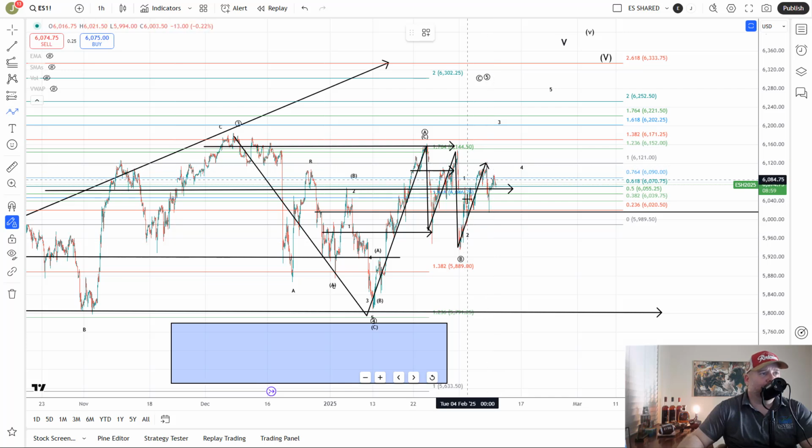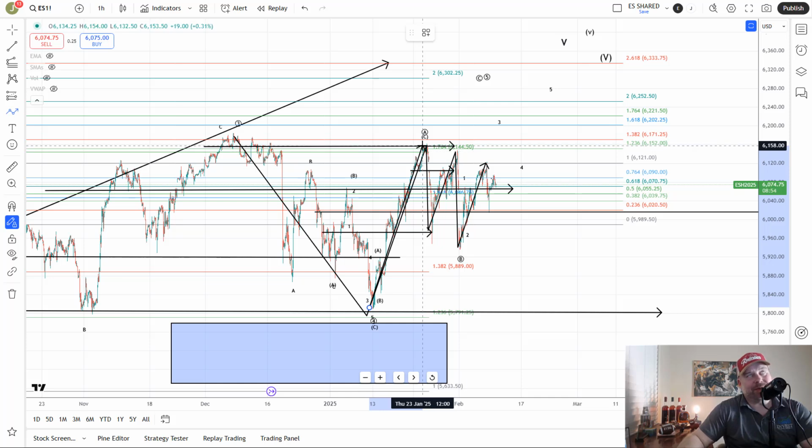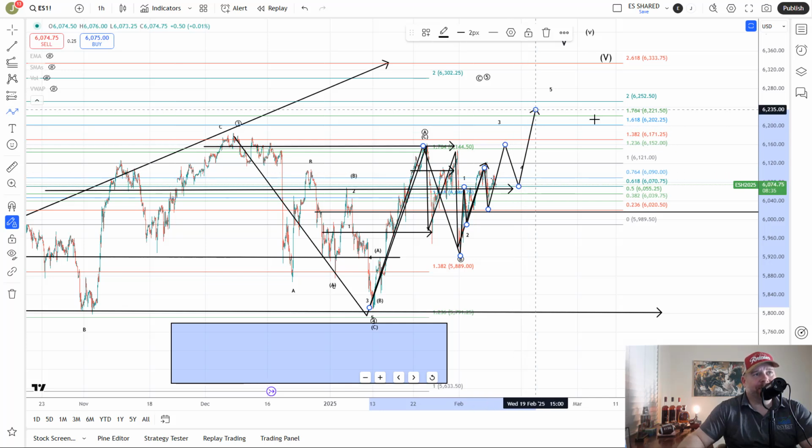Now, the bull count would be off of this low here. Remember, we're in diagonals anyway, so now you're in a diagonal inside of a diagonal, which just becomes very annoying, but it is what it is. You have an A and a B, and then you have 1, 2, and then A of 3, B of 3. This would be C of 3 up. We'd be looking for 152 to 171. Then you look for wave 4 back into wave 1 territory, and then wave 5 up toward the 6220, 6250, even as high as 6300 still. In a diagonal form, it will be very choppy if that's the case. Again, diagonals are not trustworthy.